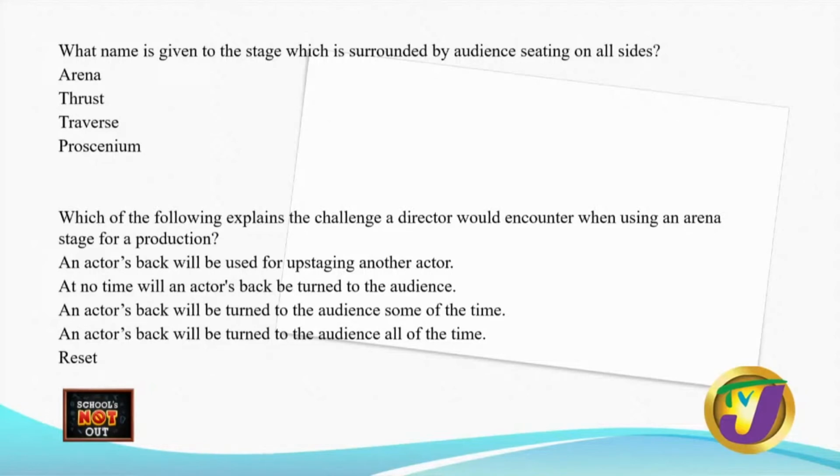All right. Which of the following explains the challenge a director would encounter when using an arena stage for a production? An actor's back will be used for upstaging another actor. At no time will an actor's back be turned to the audience. An actor's back will be turned to the audience sometime. An actor's back will be turned to the audience all of the time. Now, the actor's back will be turned to the audience sometimes because it is an arena stage and it is circular in shape. And as we go further into these sessions, we will explain the origins of these types of stage.